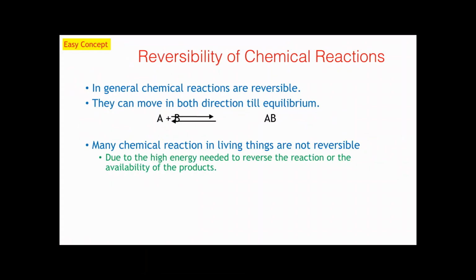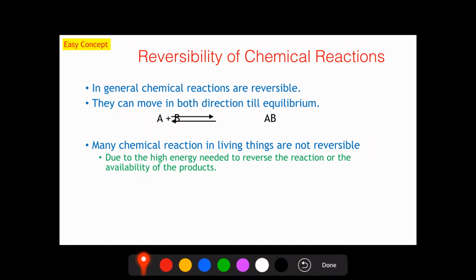Now, some chemical reactions are reversible. This should appear as A plus B, with two arrows, resulting in AB. It means that this reaction can go in either direction, from A plus B toward AB, or from AB toward A and B. And usually most of our body reactions are not reversible. Only a very limited amount of chemical reactions in our body can be considered reversible.